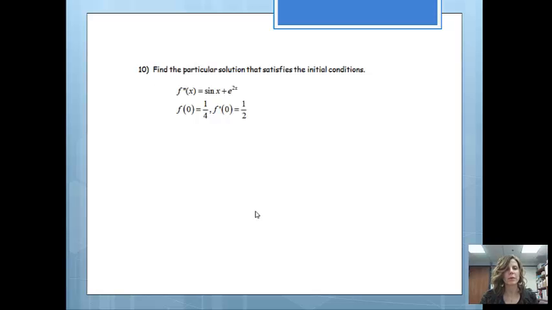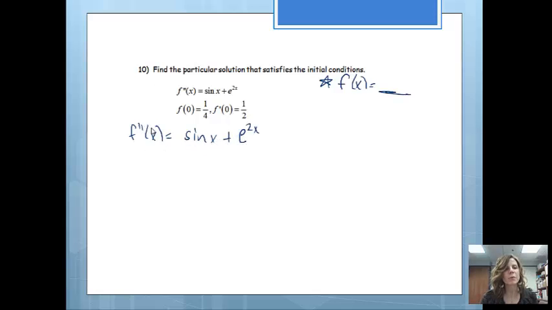All right, one more problem here. We would like to find the particular solution that satisfies the initial conditions. We are given that the second derivative is equal to the sine of x plus e to the 2x, and we are given some information about the actual function and f prime. Our goal here is to find a formula for f of x, so that's where we want to get to. I'm at the second derivative right now: f double prime of x is equal to the sine of x plus e to the 2x.